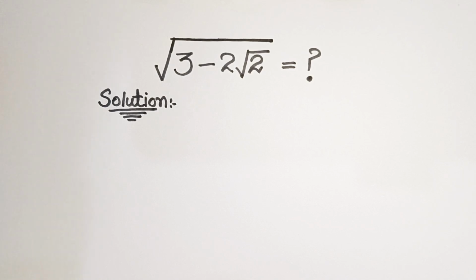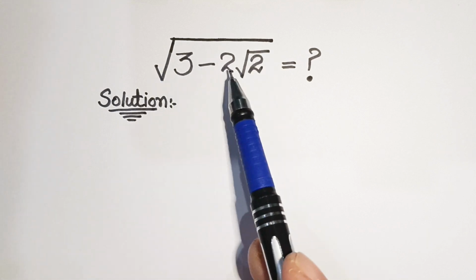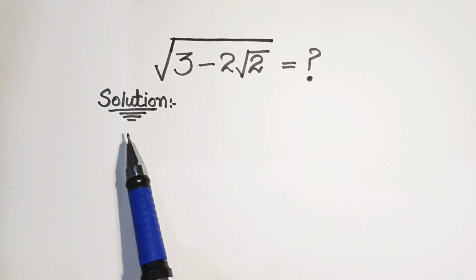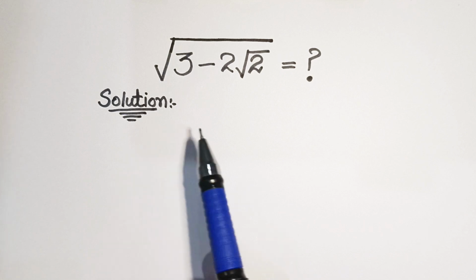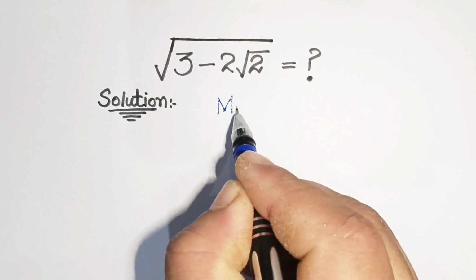Today we have a nice simplification problem: the square root of 3 minus 2 times square root of 2. So we have to simplify this, starting our solution. Actually we have two methods, so we are going to solve first of all according to method number 1.